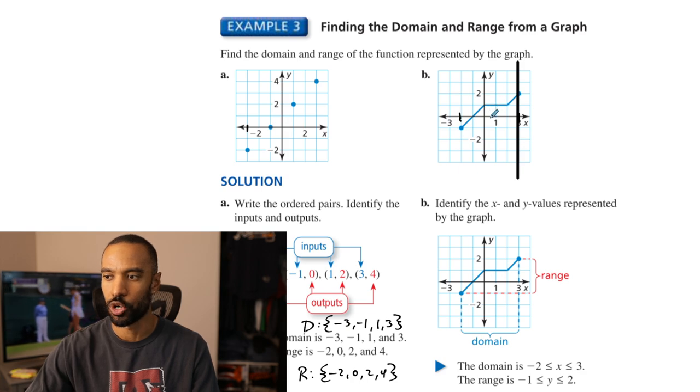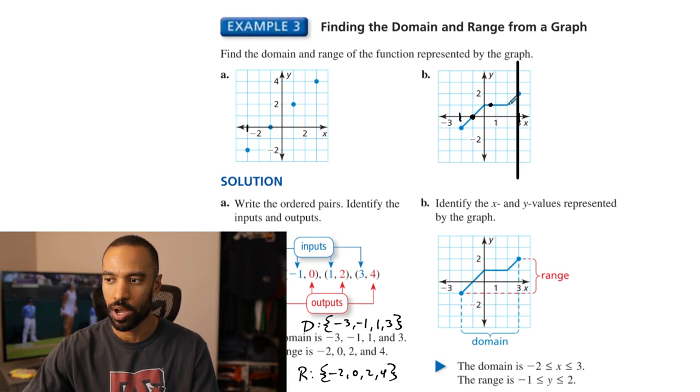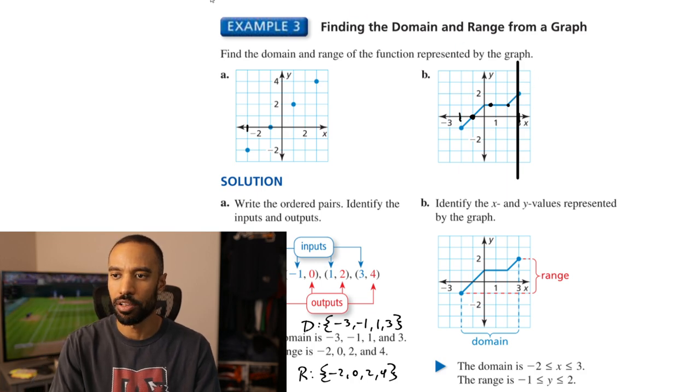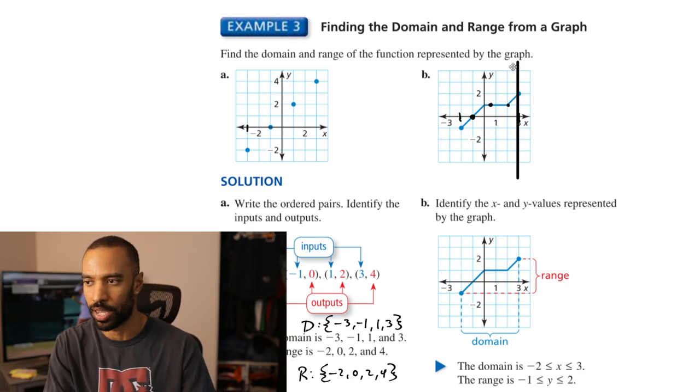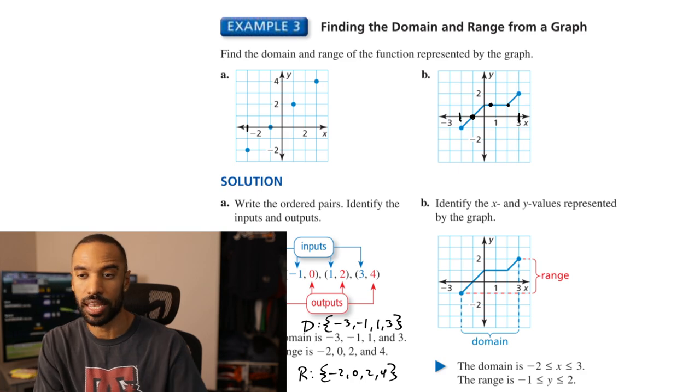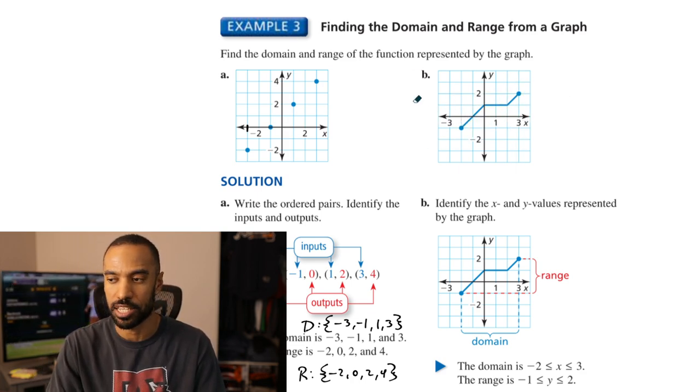Does it hit x equals 0.5? Yes, it hits it right here. Does it hit x equal negative 1? Yes, it does right here. X equal 4? No, it doesn't hit it. X equal 2.001? Yes, right there. It hits all of those x values between negative 2 and 3, and we can't write that as a list. We don't say negative 2, negative 1, 0, 1, and 2, because it hits the decimals as well.